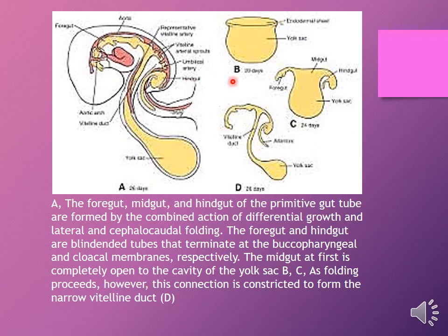This picture illustrates the development of the midgut. Here you can see the yellow structure. This is the developing gut. This part will become the midgut. As you can see, it's connected to the yolk sac by this vitelline duct.